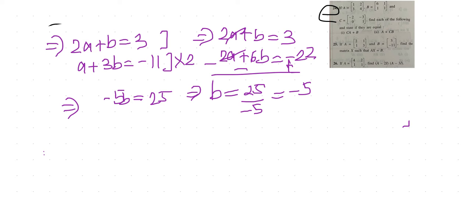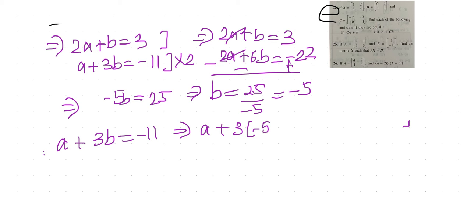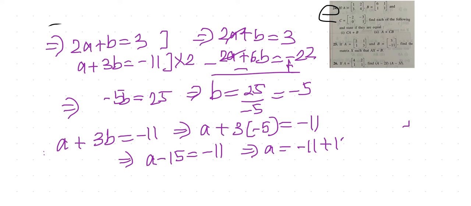And what about the value of a? In any equation you can put it in. You can write a plus 3b is equal to minus 11. So this implies a plus 3 into minus 5 is equal to minus 11. This further implies a minus 15 is equal to minus 11. So the value of a will be minus 11 plus 15, which is equal to 4. So what are the values that we are getting, children? We are getting that a is equal to 4 and b is equal to minus 5.